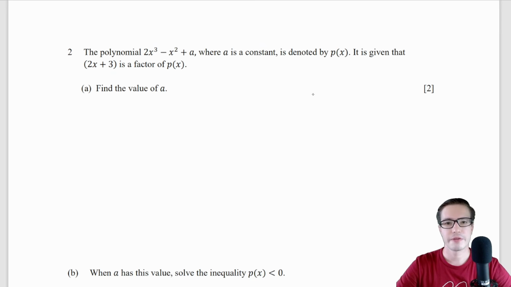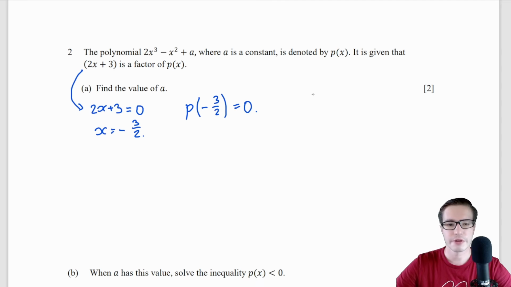Question 2 is about the factor theorem. So first of all, I'm going to make the factor equal to 0. And now I will solve it for x. So x will be minus 3 over 2. And now, according to the factor theorem, when I substitute that number into the polynomial, the result should be equal to 0. So let's do that.